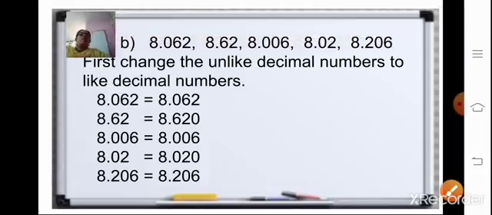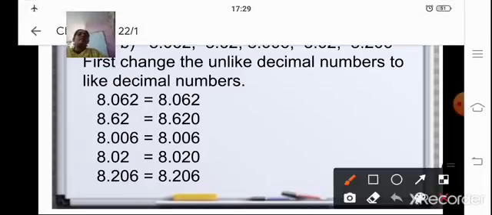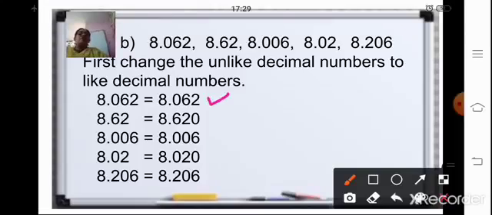So this is how we have done it. First, we have changed the unlike decimal numbers to like decimals. That is, 0.602 will remain as it is. 8.62 will become 8.620. 8.006 will remain as it is. 8.02 will become 8.020 and the last number again will remain as it is.